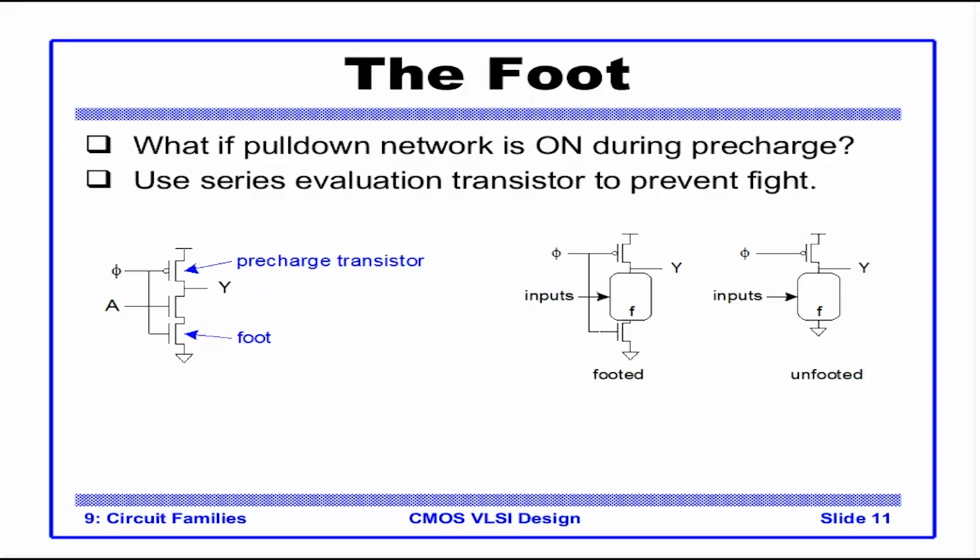So a typical domino logic would look like this. A footed domino logic would look like this. You have inputs going to a pull down network F comprising wholly of NMOS, and you have a pre-charge transistor driven by a clock. Unfooted, you just remove the foot, but you still need the pre-charge transistor.